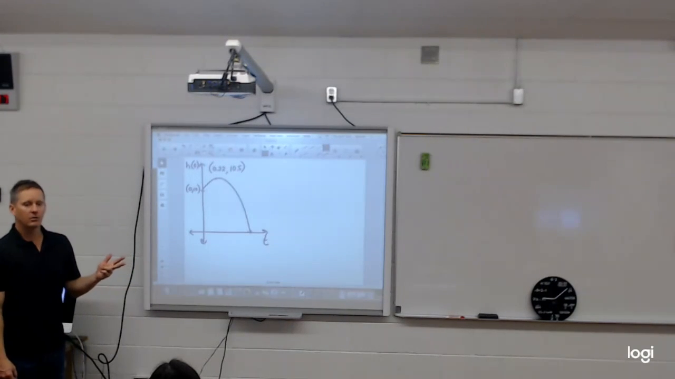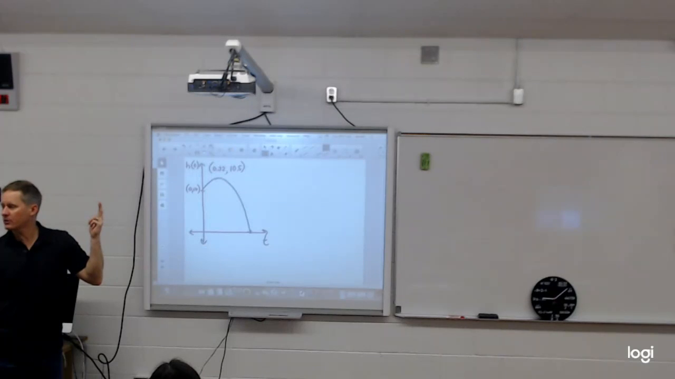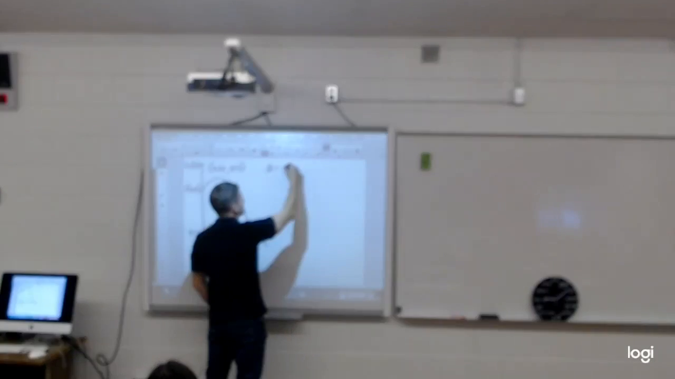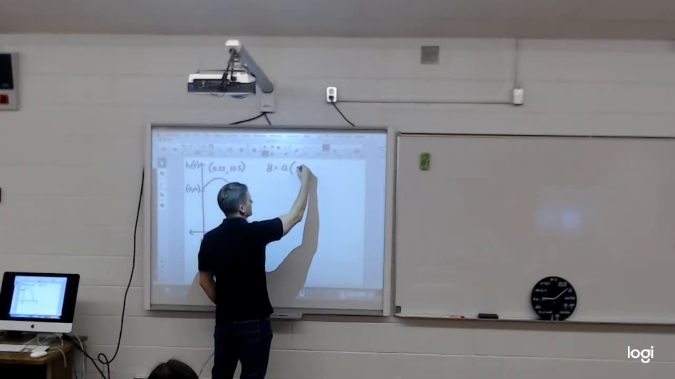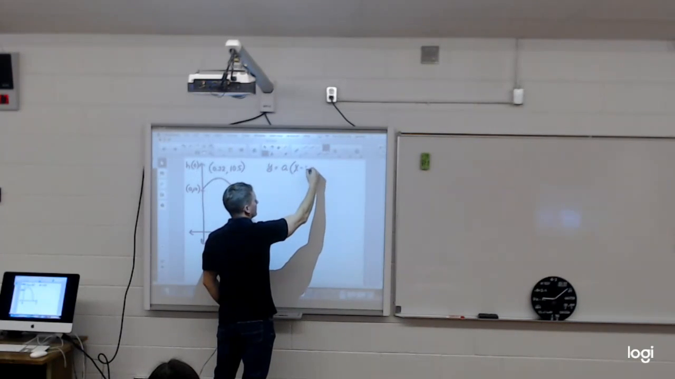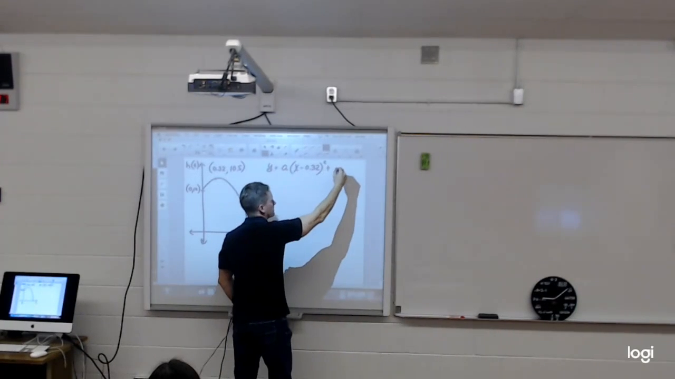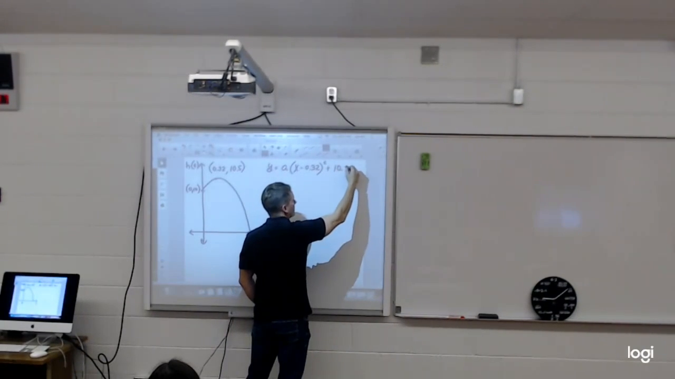Vertex. So do we have the vertex in this equation? Yeah. So we can write it like this. y equals a, what's my vertex, squared plus how high? 10.5.